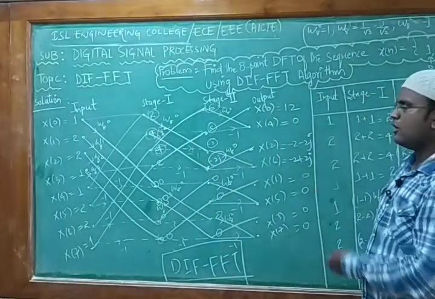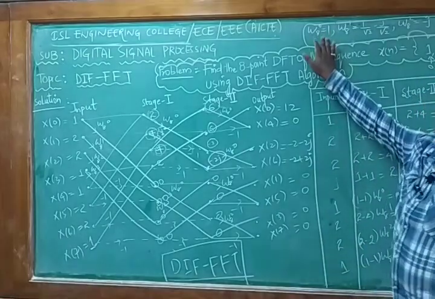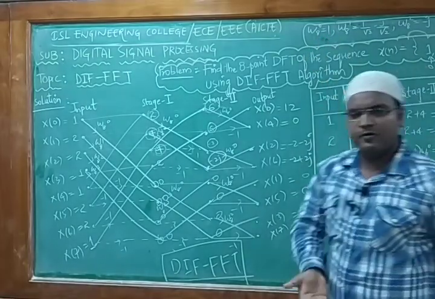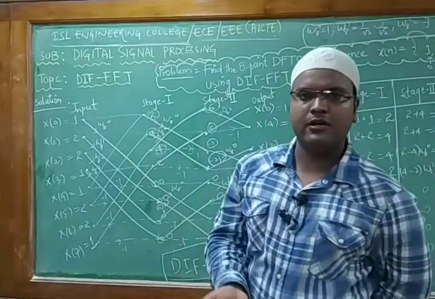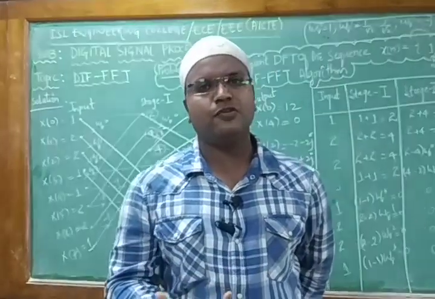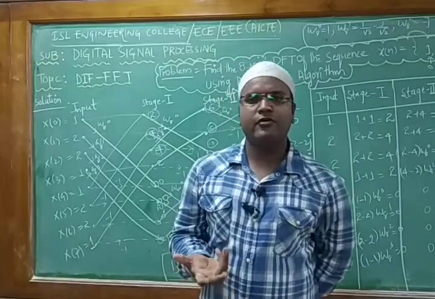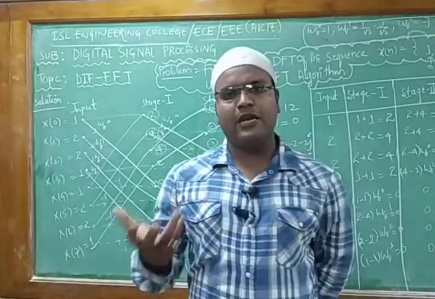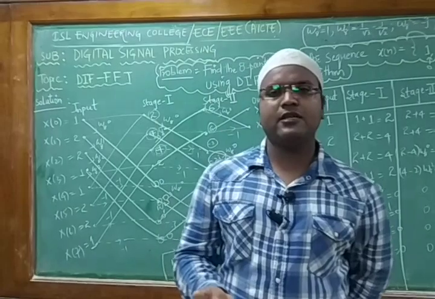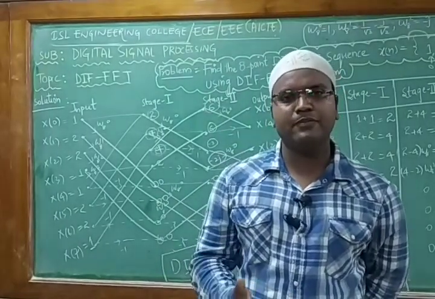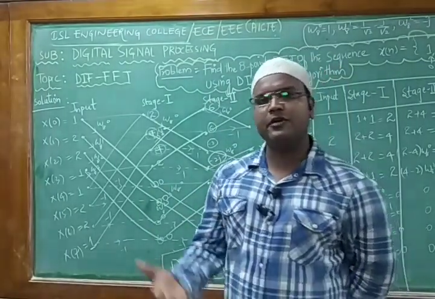Before doing all this, you need to keep in mind all these values: omega 8 power 0, omega 8 power 1, omega 8 power 2, omega 8 power 3. What is omega 8 power 0? The weighting sequence, if you put the value, it's 1. Omega 8 power 1, how do we substitute? In the twiddle factor, e power minus j 2 pi kn by N. N is nothing but the number of samples. So we had 8 samples. We have seen these kinds of things in the previous class also.